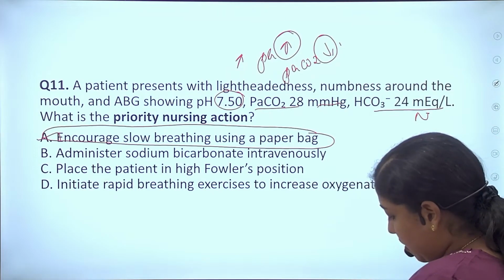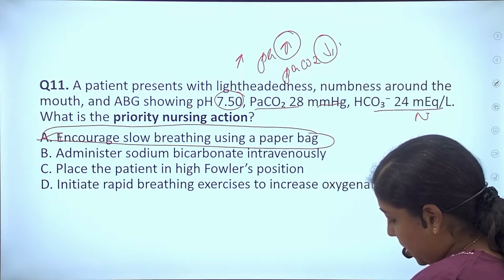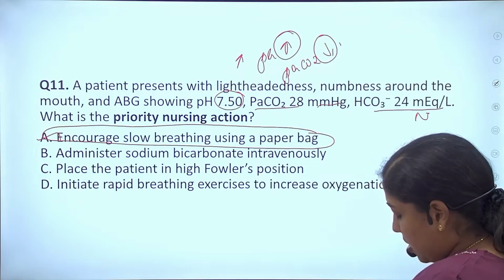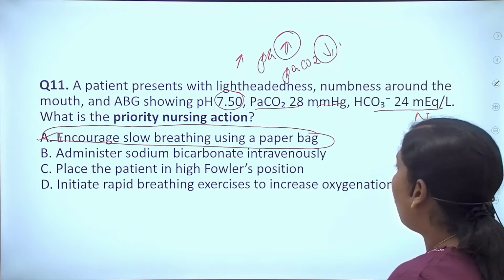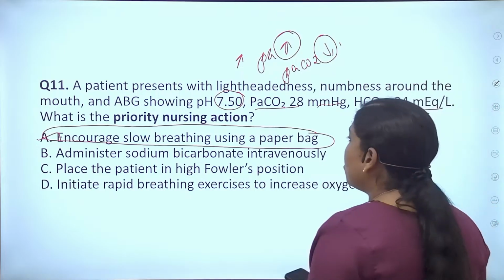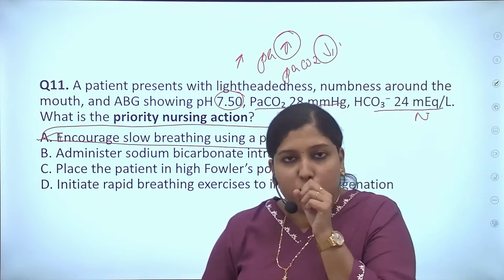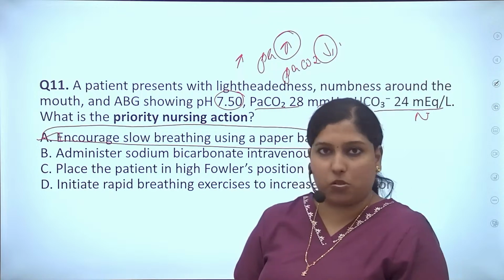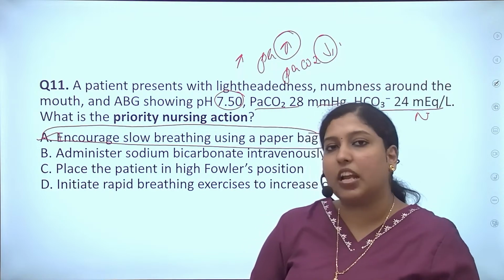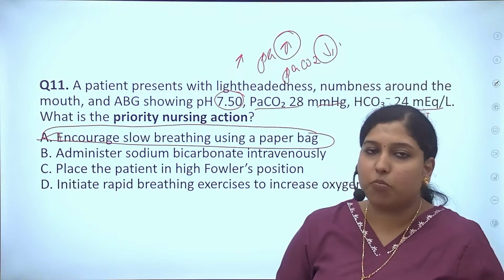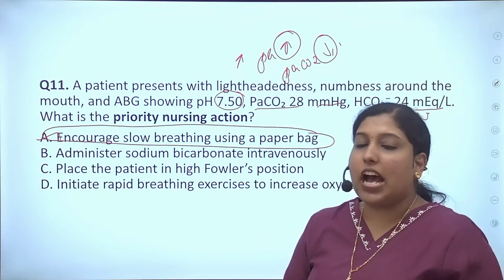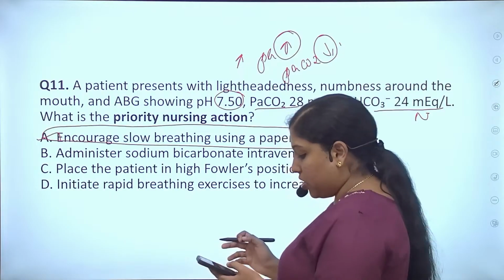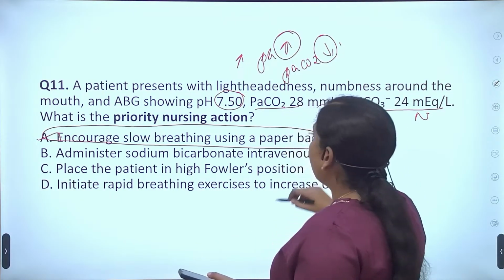thereby we can reduce the preceding condition. It can retain some amount of CO2 inside the body, so that is going to promote the patient's well-being. When you keep on breathing into the paper bag, what will happen? The exhaled CO2 will be re-inhaled by the patient, so that the patient can recover from the respiratory alkalosis state. The acid balance can be maintained with the CO2 retention. That's why we are encouraging the patient to breathe slowly using a paper bag.